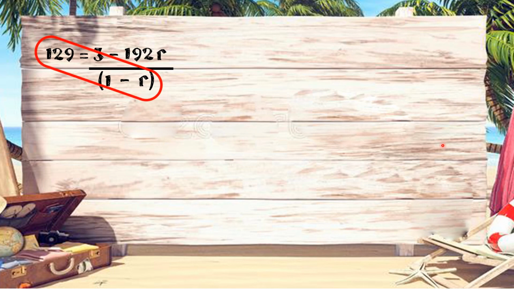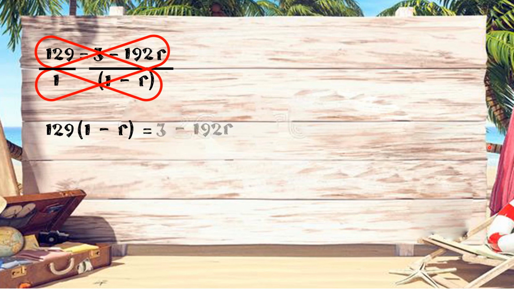That's 129 times the quantity 1 minus r. So, we have 129 times 1 minus r equals, remember na ang 129 ay may invisible denominator na 1. So, if we cross multiply, we have 1 times 3 minus 192r is just the same as 3 minus 192r. Kasi times 1 lang naman. And then, by distributive property, we have 129 times 1 equals 129. And then, 129 times negative r is negative 129r. Equals, yan, gayahin lang natin yung nasa kanan.